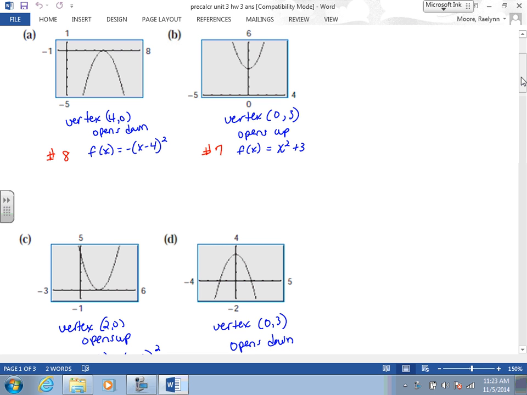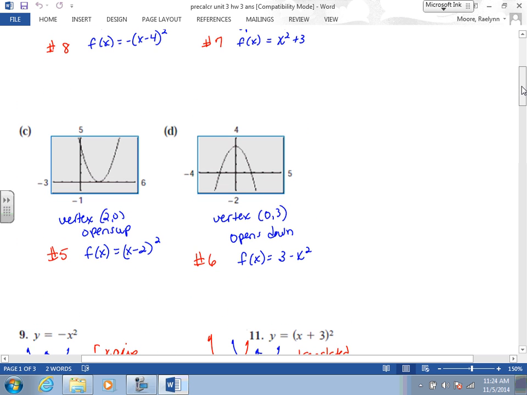And you know where your transformations are. This has a reflection and a horizontal shift to the right, which means I have a minus inside. This had a vertical 3, which means I'm looking for the plus 3. This guy has a horizontal shift to the right. It's got to have a minus in here. This guy has a vertical shift up and a reflection. I got to see the reflection in here. Okay?